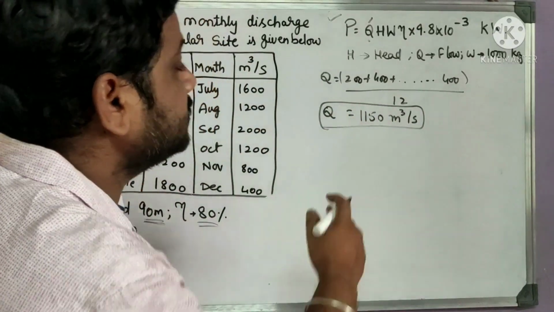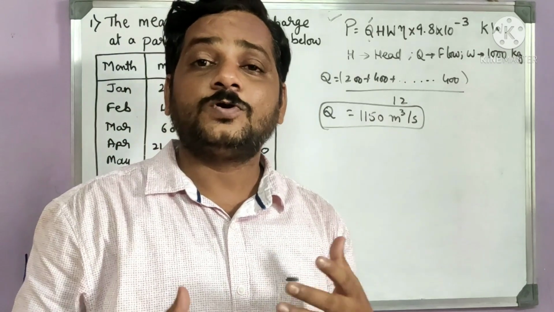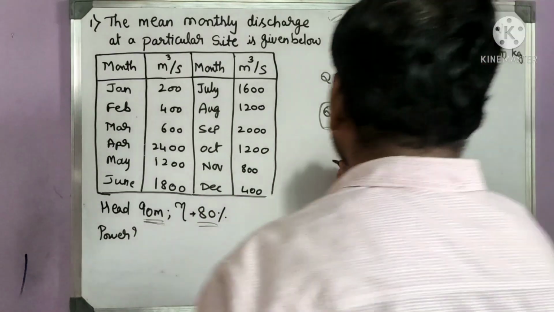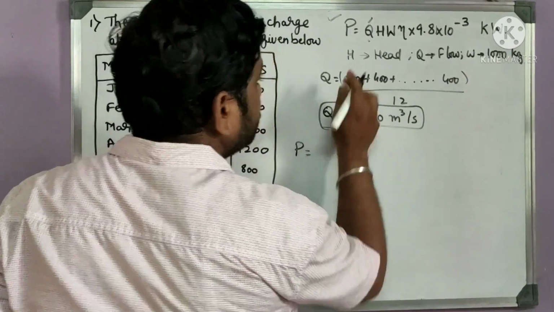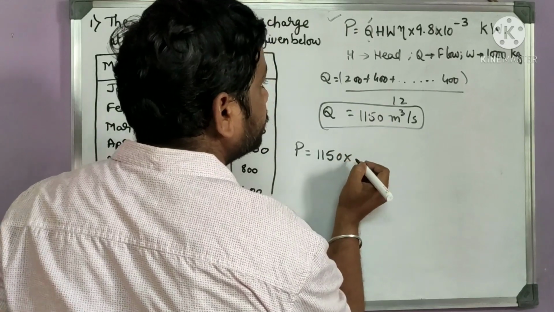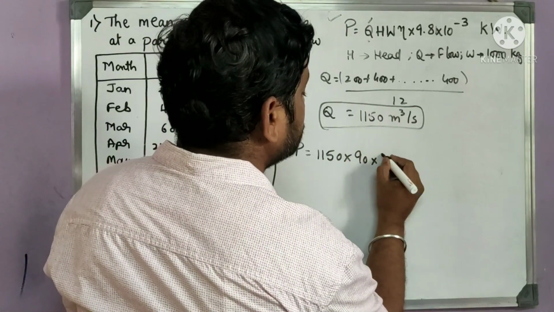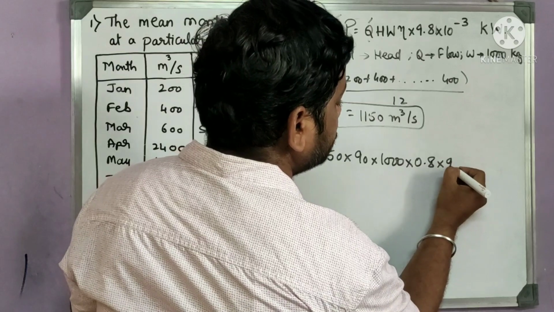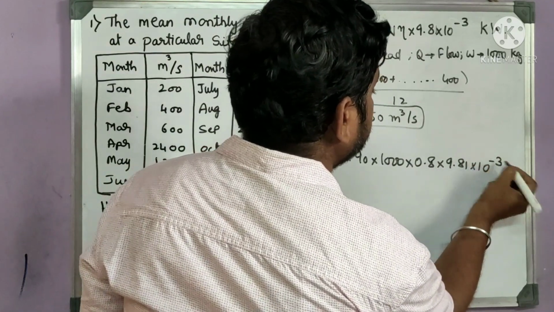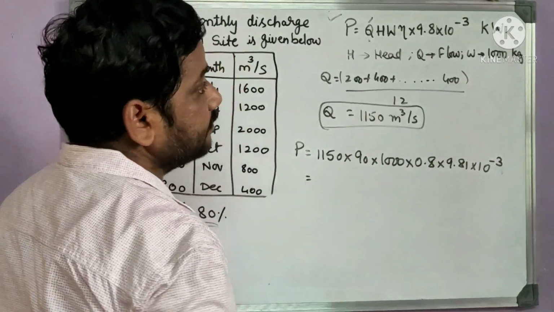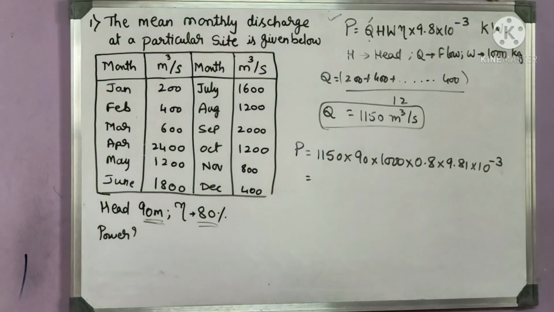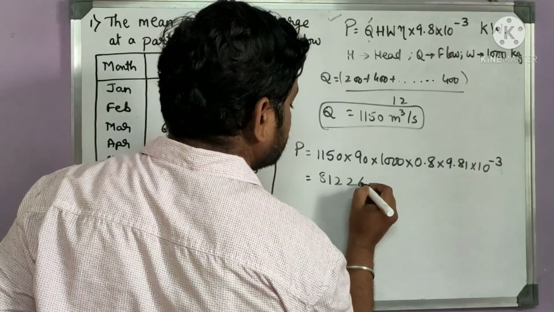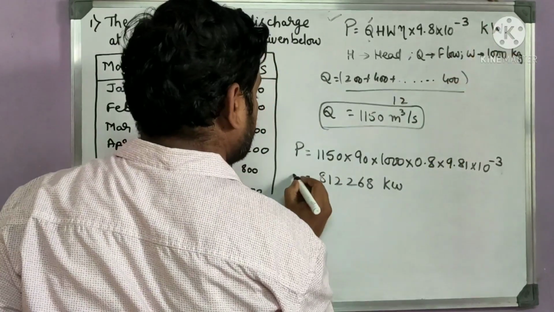So once we obtain the value of Q, you can just substitute it and identify the total power generated in that particular year with respect to the given data. So now we can say P is equal to Q, which is 1150, into head, which is 90 meter, and the weight of water is 1000, efficiency is 80%, so I can write it as 0.8, into 9.81 into 10 to the power of minus 3. So by simplifying this, we get 812268. You just calculate it, 812268 in terms of kilowatts.